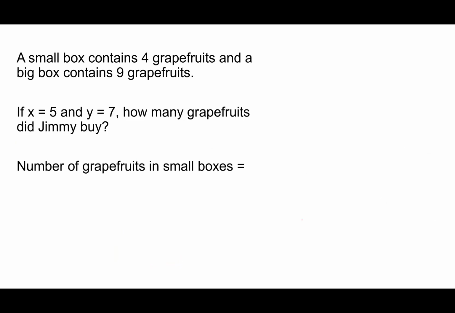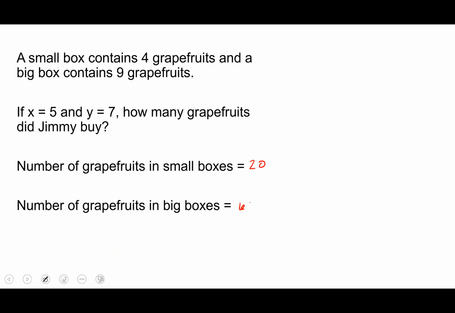83, right? Okay. So go ahead and fill that out. He had 20 in the small box. He had 63 in the big box. This is your next slide. So that means that Jimmy bought 83 grapefruits.